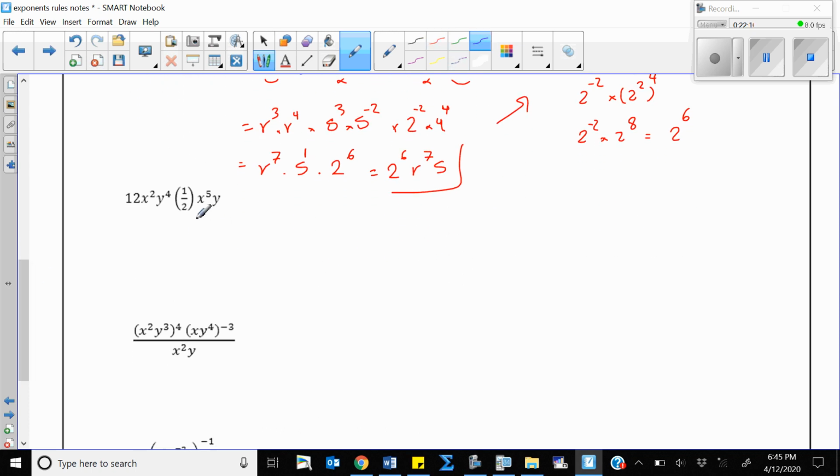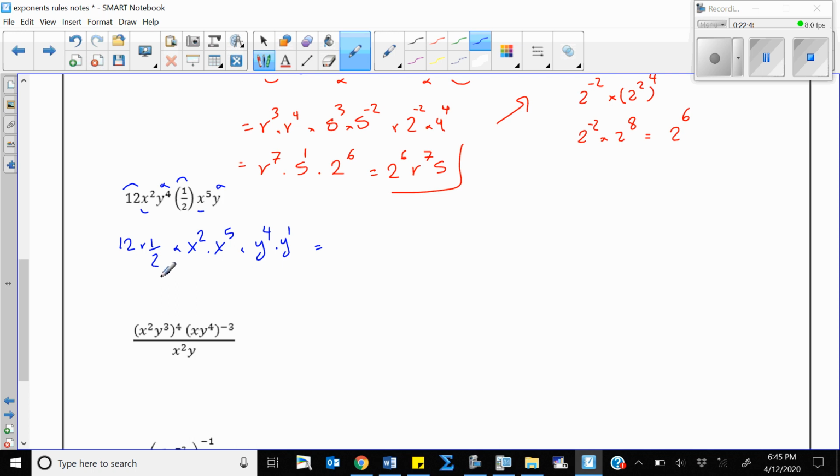Okay, next one. Here, the best thing is to find the like terms. 12 and 1 over 2, so I'm going to write them together. And then we have x to the 2 and x to 5. And we have y's, this one and this one, y to 4 and y. Basically, if I don't have anything on top, it's basically 1.